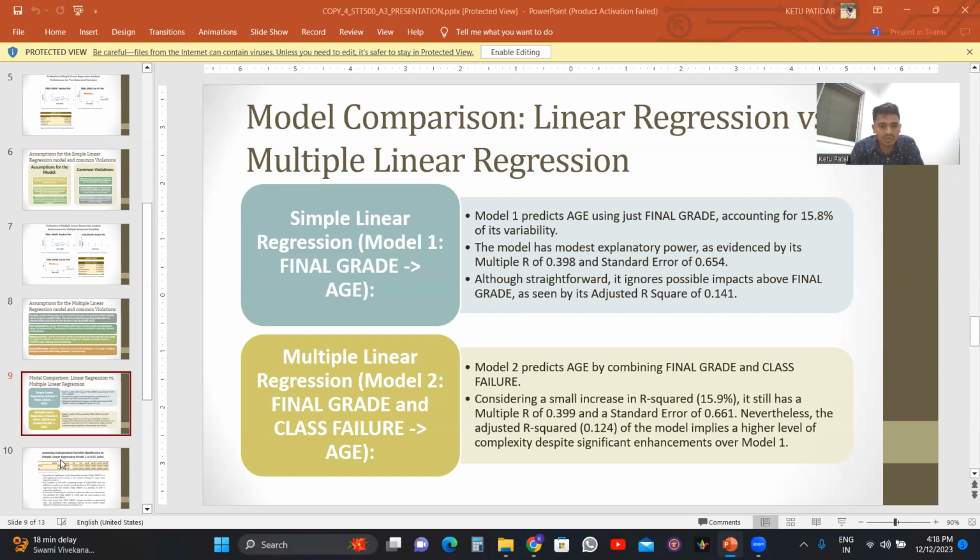Multiple linear regression model 2: final grade and class failure to predict age. Model 2 predicts by combining final grade and class failure. It shows a small increase in R square to 15.9 percent. It still has a multiple R of 0.399 and a standard error of 0.661.